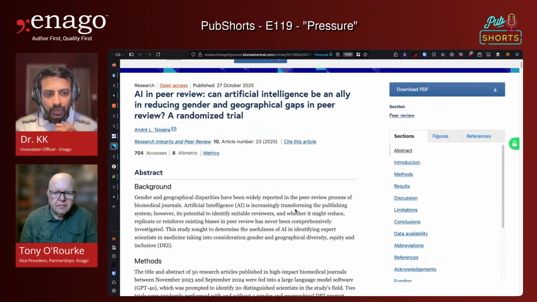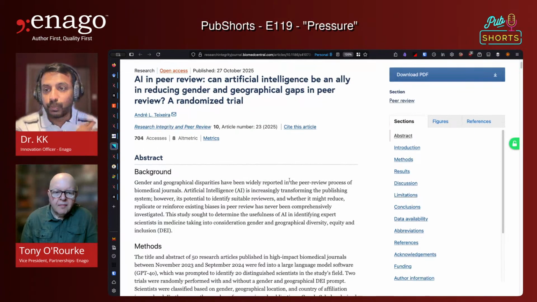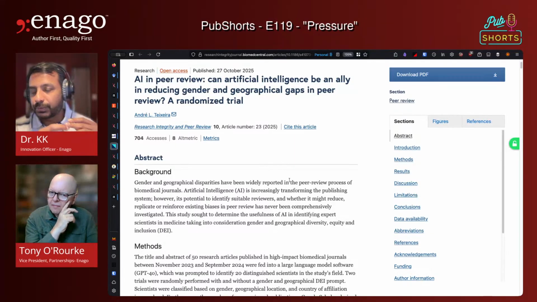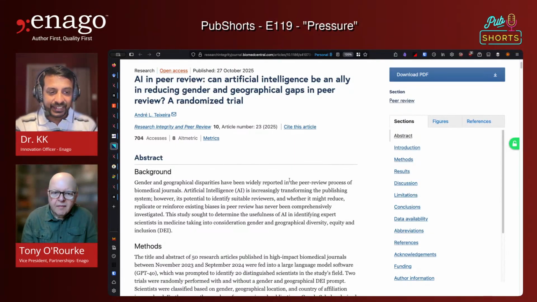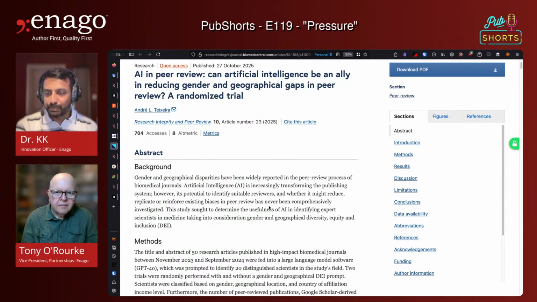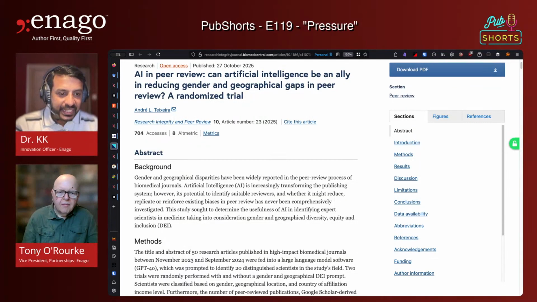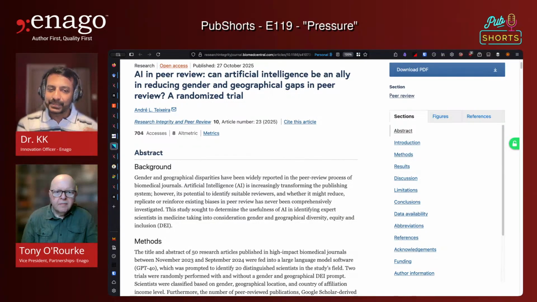When DEI was not mentioned, GPT-4o's suggestions mostly picked men, 68% of them, as reviewers, and people from high-income countries were picked at 95% frequency. But when DEI information was provided within the prompt, there were more gender-balanced results: 51% were women, and more people from low-income countries. So just by adding this DEI sentence in a prompt, you can completely change the way that a large language model recommends reviewers.